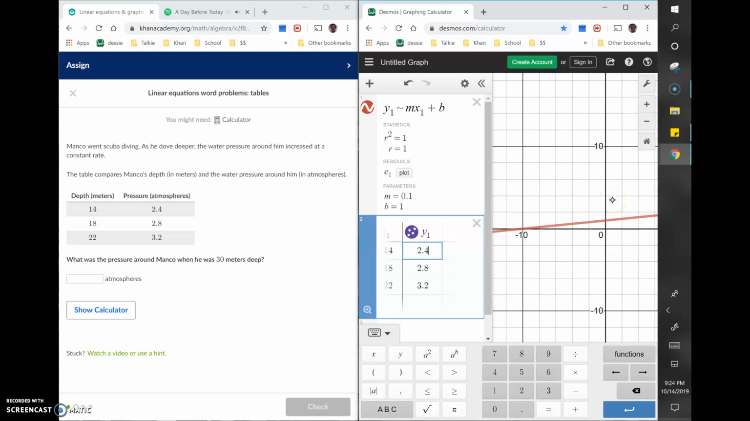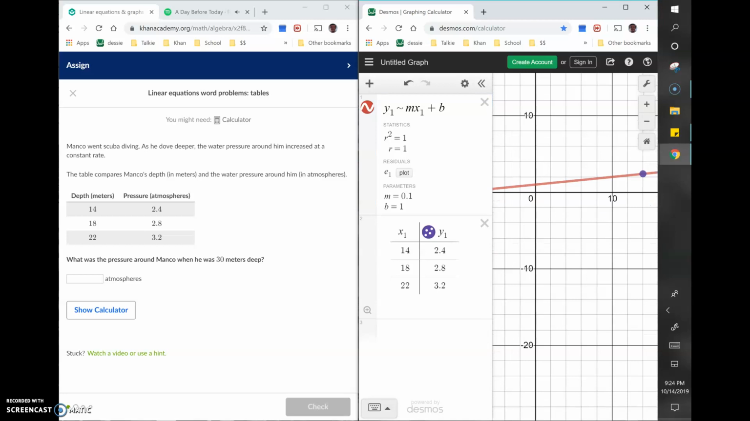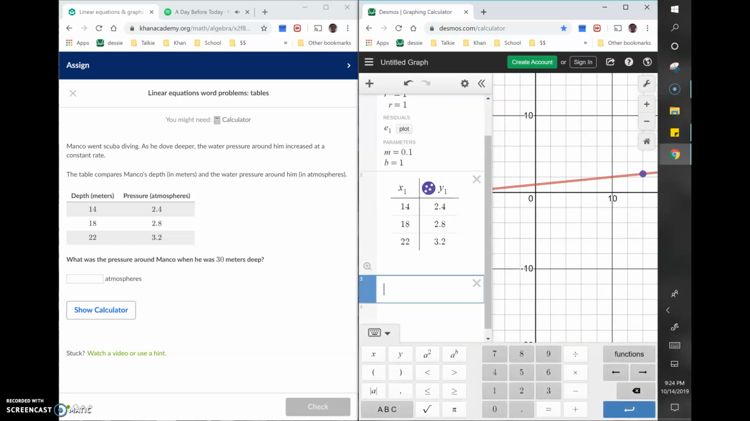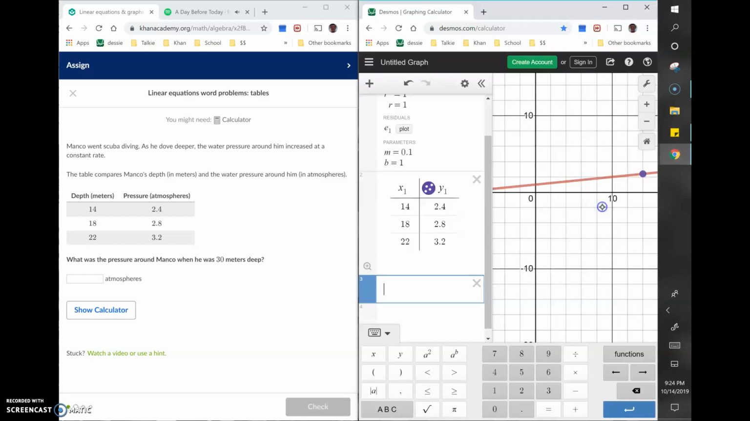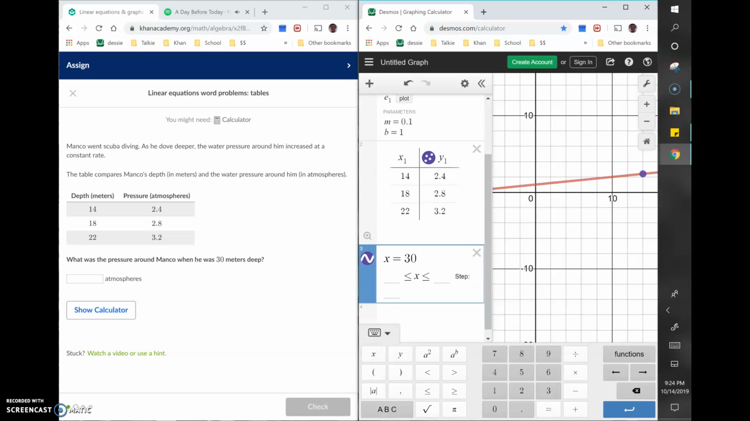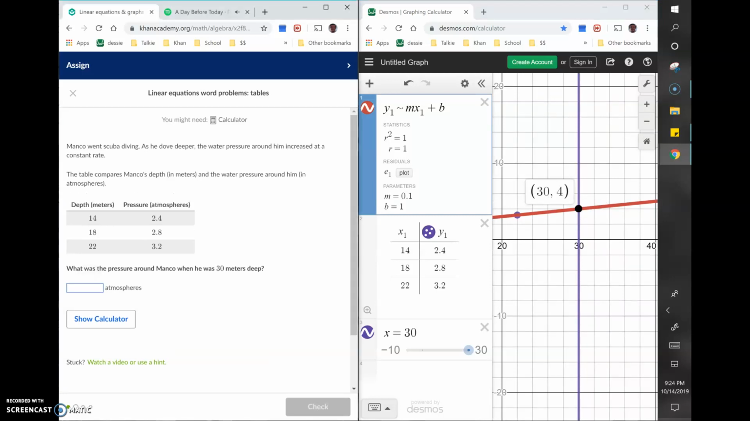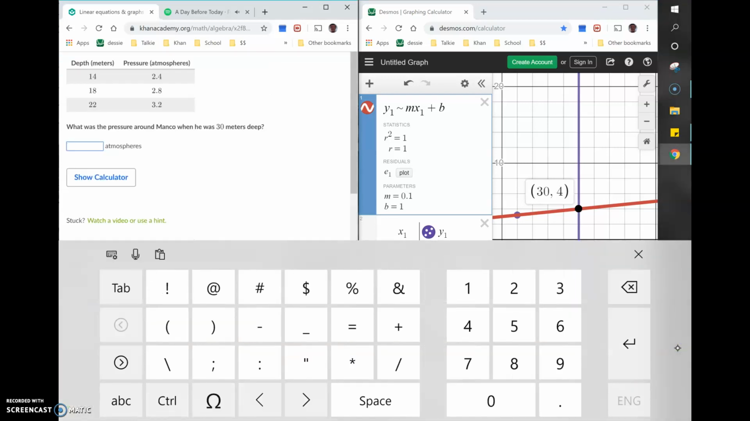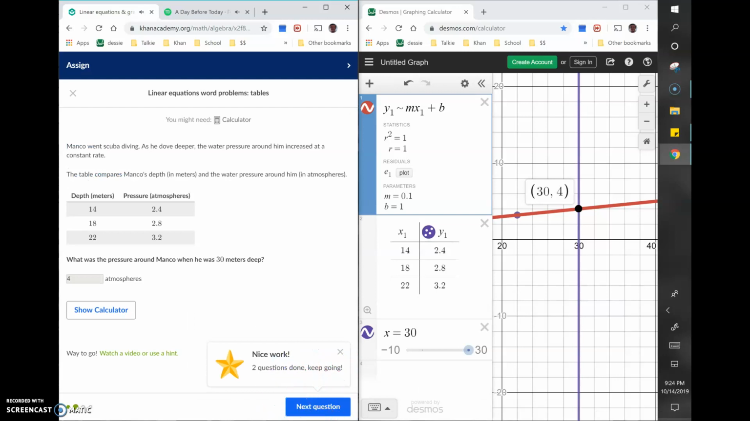So I've got this table in. That red line represents the problem. And then we've got to put in our equation, and it's giving us an x value. So we're going to create a line starting with x equals 30. We're going to use this line to find the coordinate point we want. So when he's 30 meters deep, the pressure is 4 atmospheres. And I'll punch that in, just like that, 4 atmospheres, and I move on, just like that.